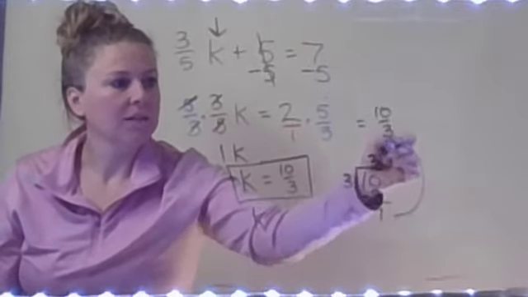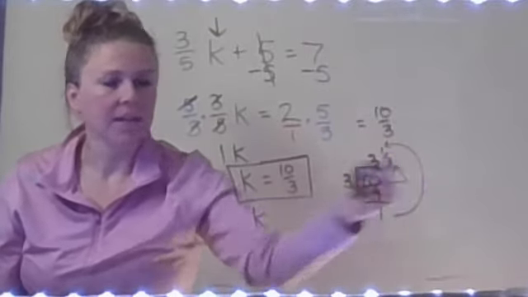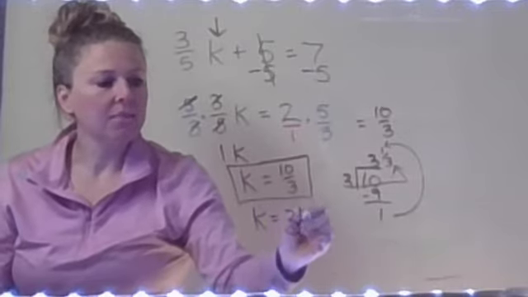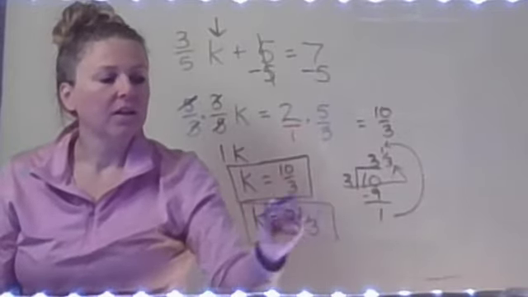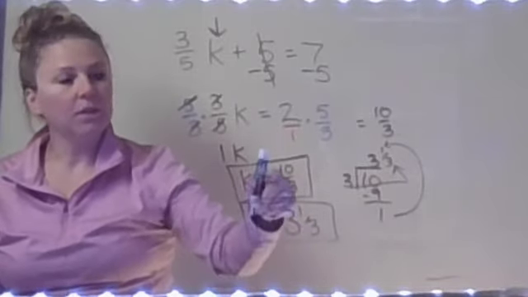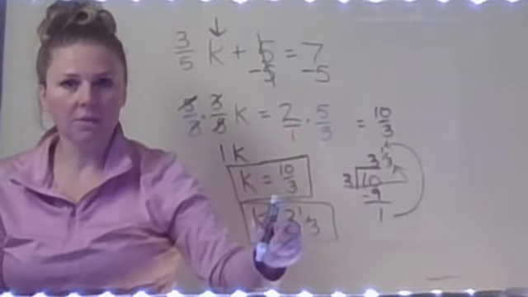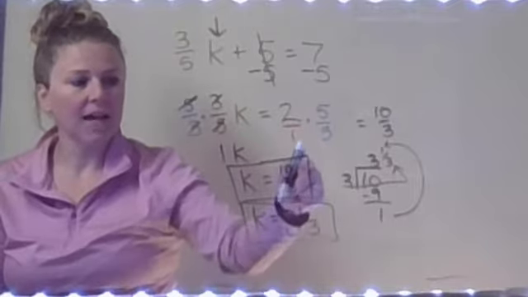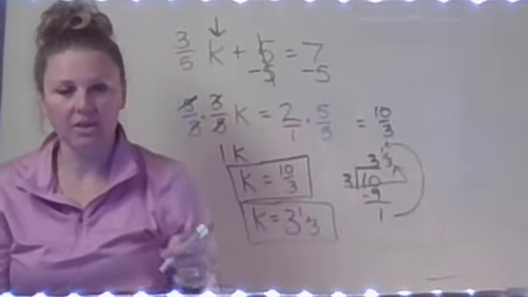This always goes on top. This number always goes on the bottom. So this is the same thing as 3 and 1/3. You could also, if you have a mixed number, move it back to an improper fraction by doing 3 times 3, which is 9, plus 1, which is 10. So 10/3 and 3 1/3 are the same.